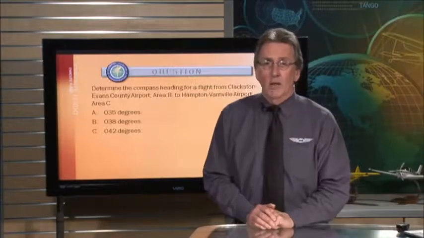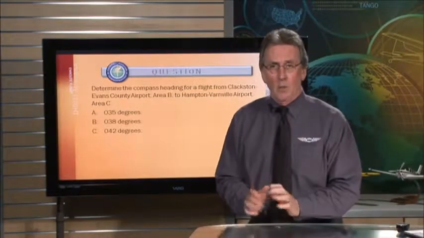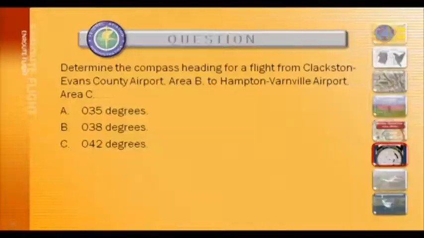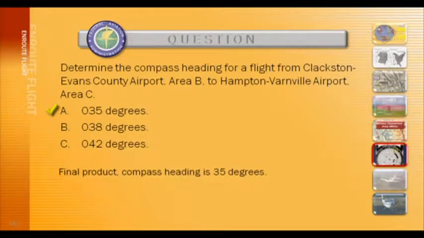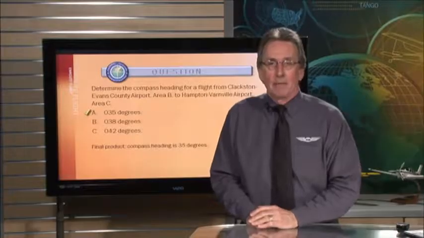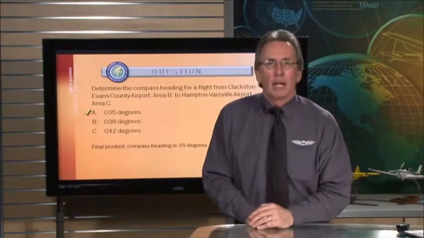Our thanks to Josh for solving that problem for us. A lot of hard work went into that. Now let's take a look at the question again to give you the answer. Determine the compass heading for a flight from Claxton Evans, Area B, to Hampton-Varnville, Area C. Of course, the final product of all the calculations, 035 degrees, is the compass heading. Okay, we're going to have a new topic coming up right now.